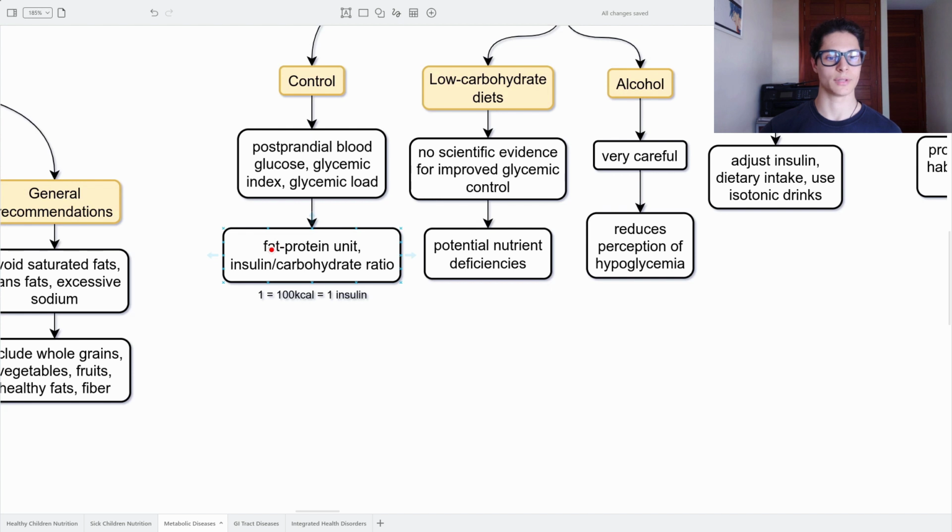And we also have to take in account fat and proteins, because the fat protein unit equals to 100 calories more or less, and it requires one insulin serving. So it's similar to one serving of carbohydrate. And there is also the insulin carbohydrate ratio to take in account.